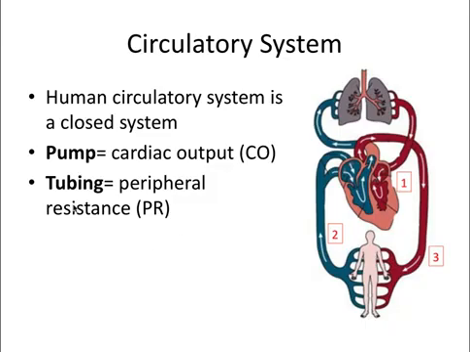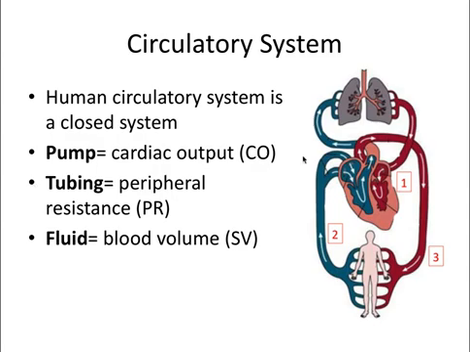And the final component is the fluid, or the blood. And this one is, of course, related to blood volume. The specific parameter is called stroke volume, or SV, and that's the volume of blood pumped from the left ventricle every heartbeat. So the combination of the pump, tubing, and the fluid determines the pressure within this closed system.